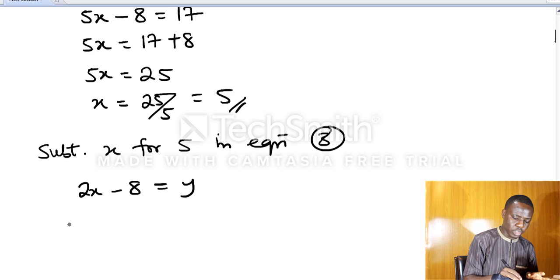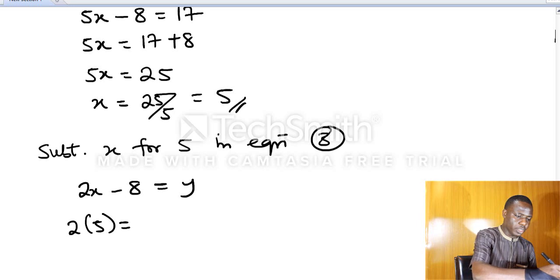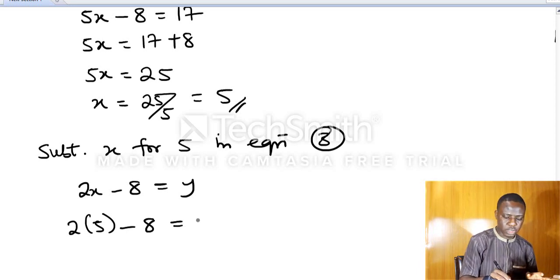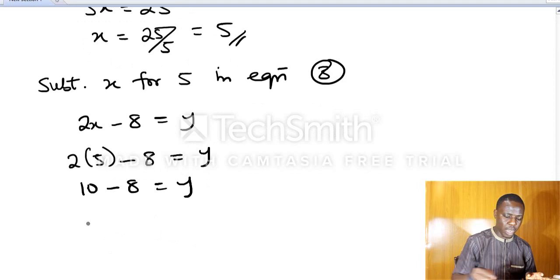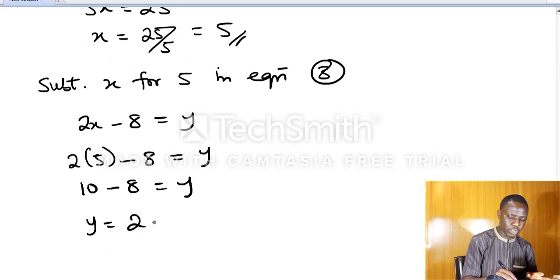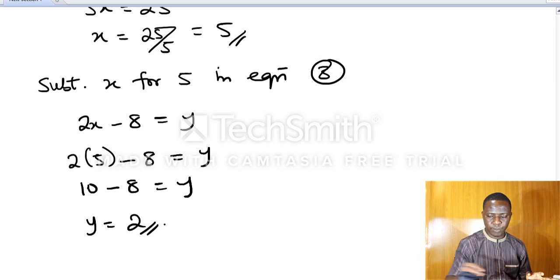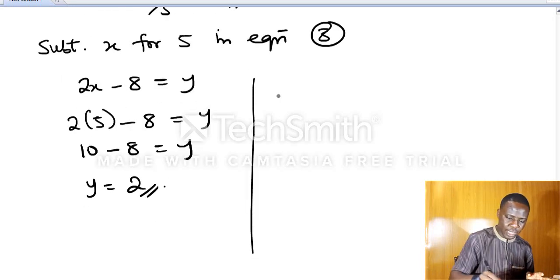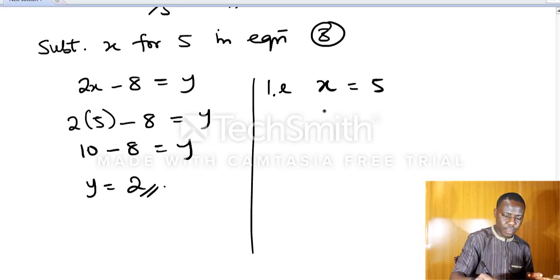So doing the substitution, we have 2 times 5 minus 8 is equal to y. That is, 10 minus 8 is equal to y. And what will be our y? y is equal to 10 minus 8, which is 2. So that is, x is equal to 5, while y is equal to 2.